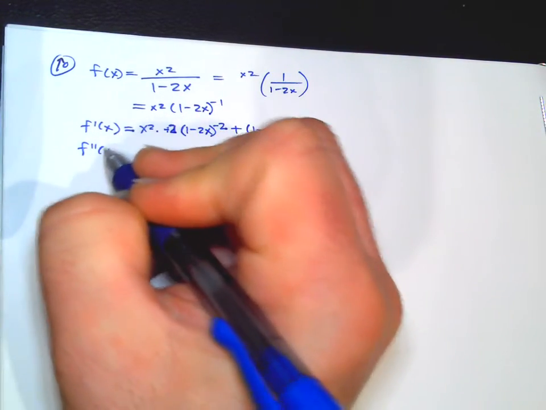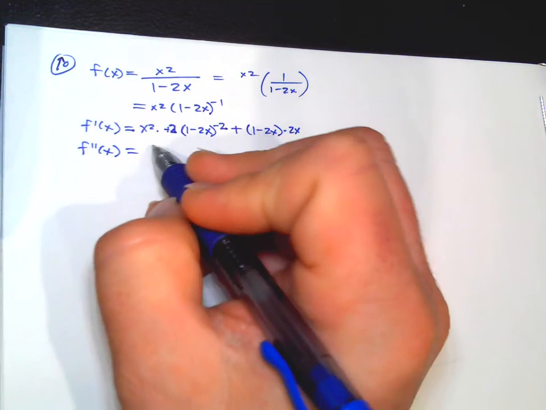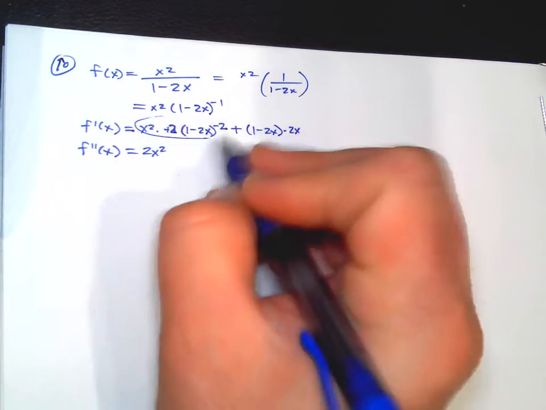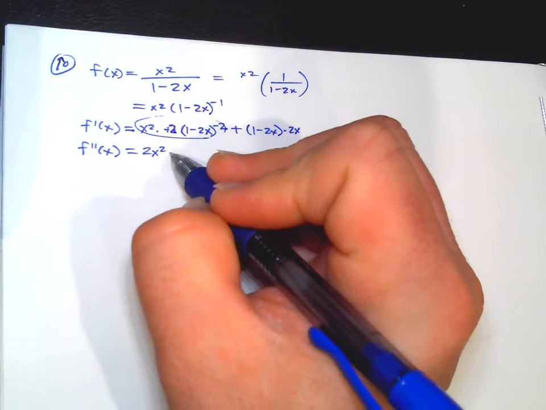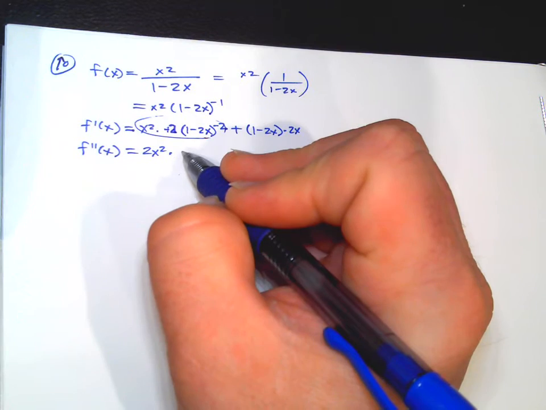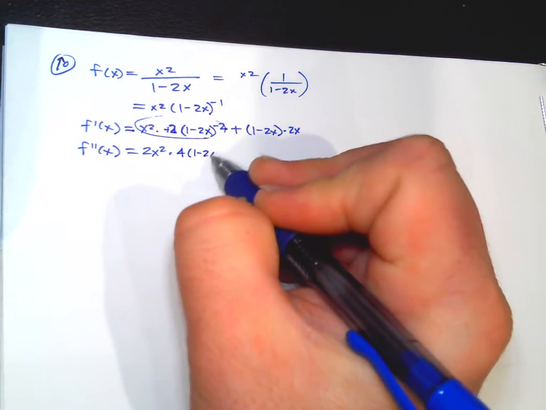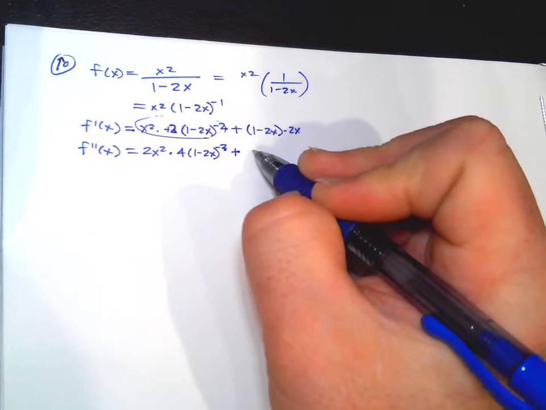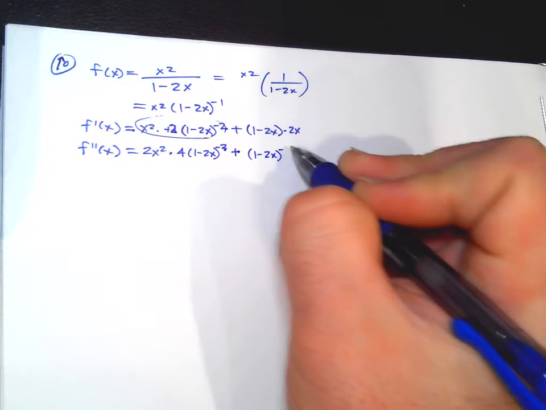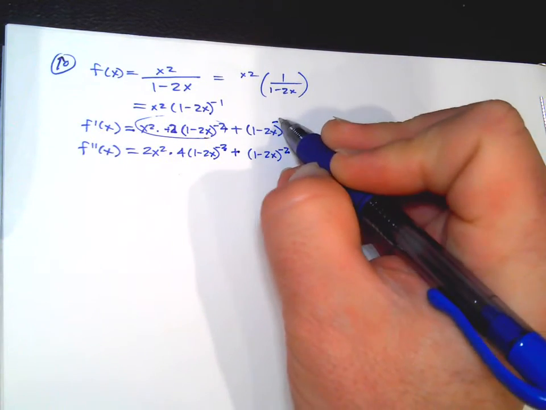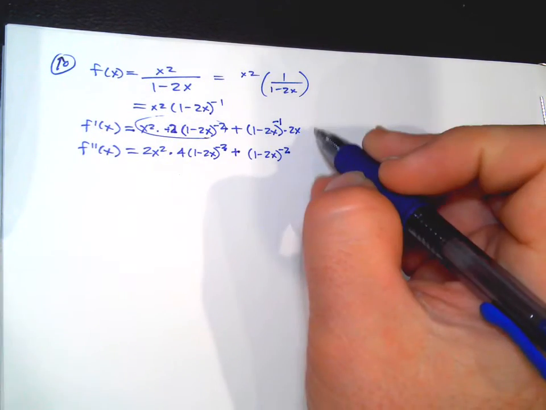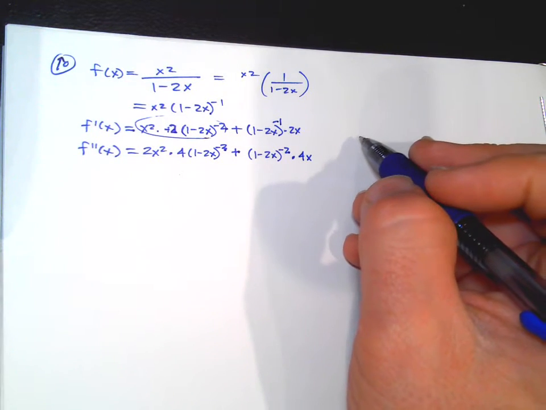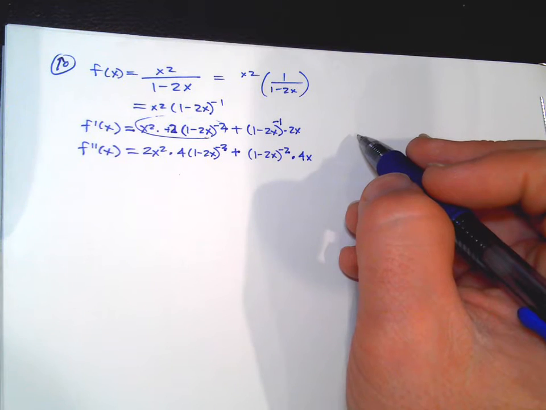And then the second derivative, I mean, this is pretty messy. You have a 2x squared. You have product rule here by itself. So -2 with a -2 is going to be 4. 1 minus 2x to the -3 plus 1 minus 2x to the -2 times 4x. And then you have this product rule. Oh my gosh. I feel like I want to bail on this.